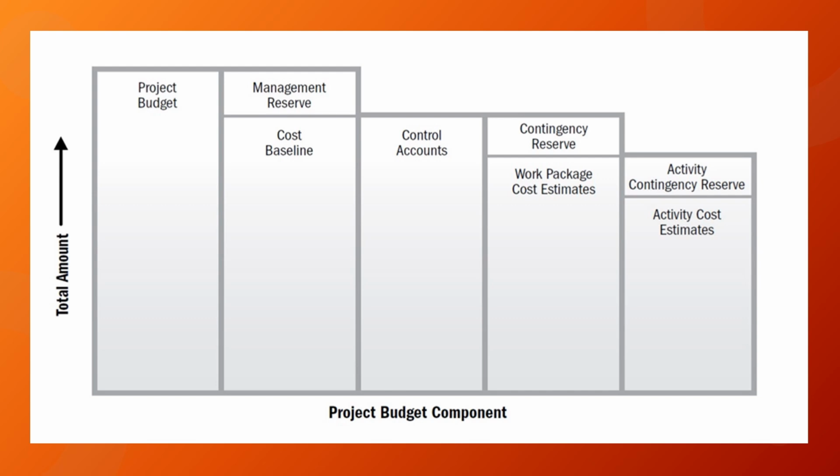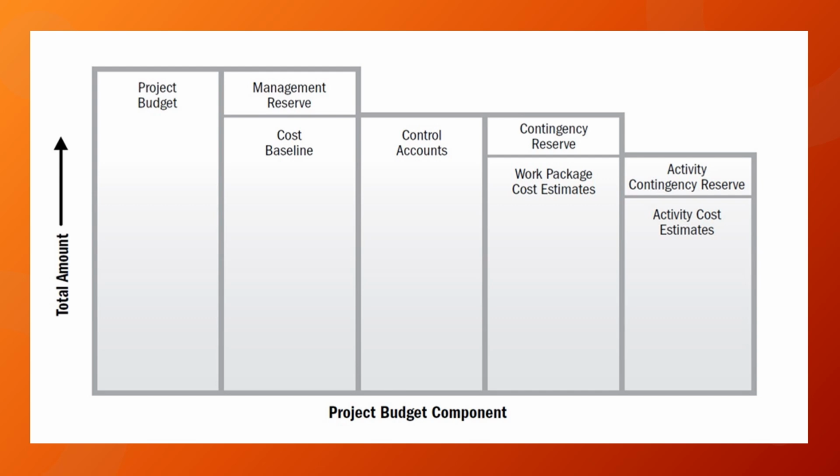Contingency reserves are specifically allocated funds designed to address identified risks or uncertainties that could impact the project's costs. Their purpose is to provide a financial cushion for known risks. The significance of contingency reserves lies in their role in risk management. They ensure that potential financial impacts of identified risks are already considered in the budget, reducing the likelihood of cost overruns.